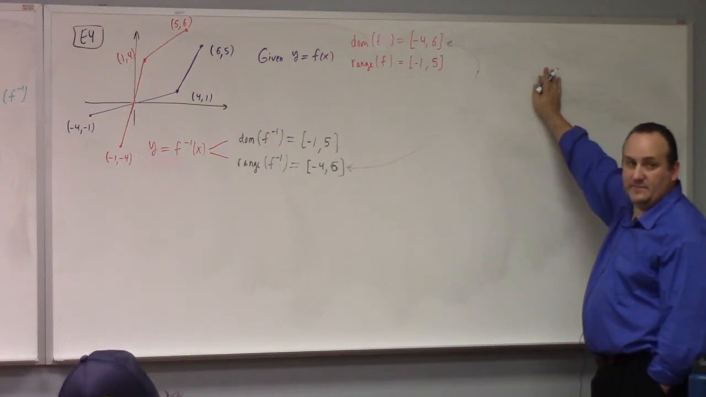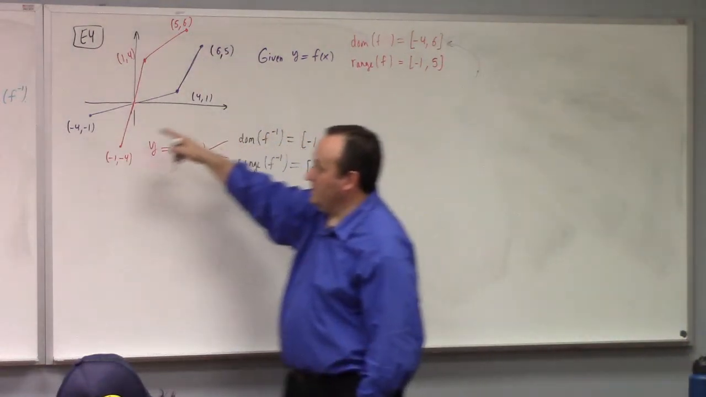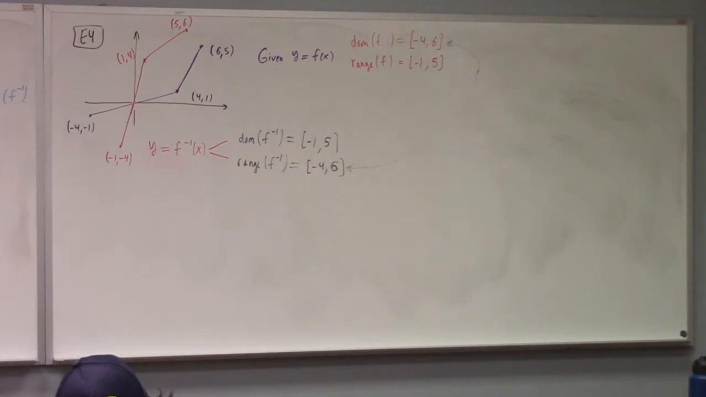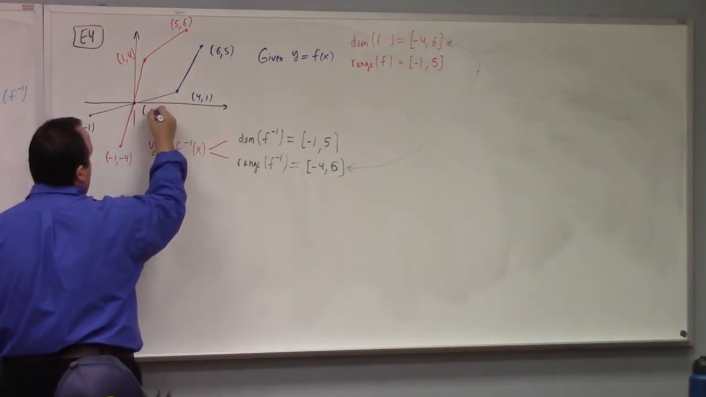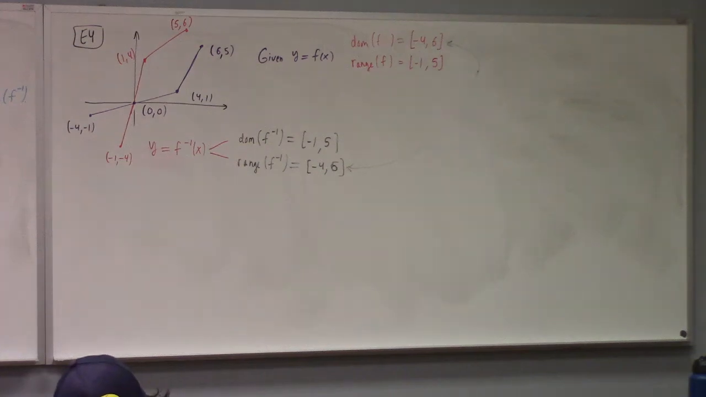Also, if there's any point on the graph of the function which crosses the line y equals x, what happens to that point? Like in this graph, if this is a line from minus 4, 1 to 4, 1, then one of the points you're crossing is the origin, right? So what happened to the origin point? Yeah, it just stays the same, right? So if you cross the line y equals x, that point will be fixed. It'll be a point both on the graph of the function and the inverse function.